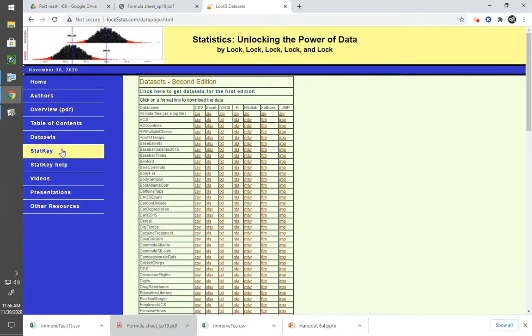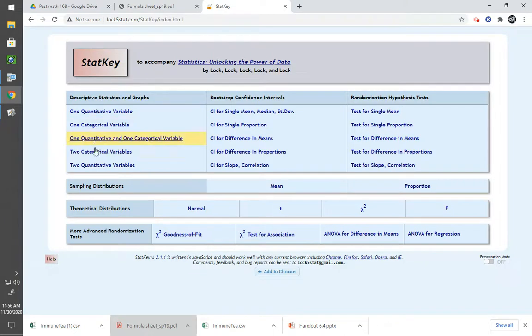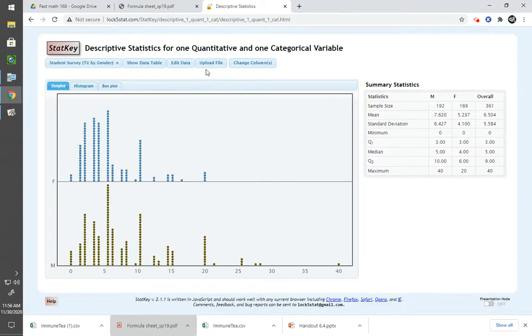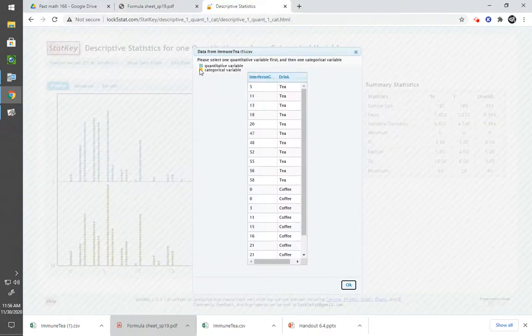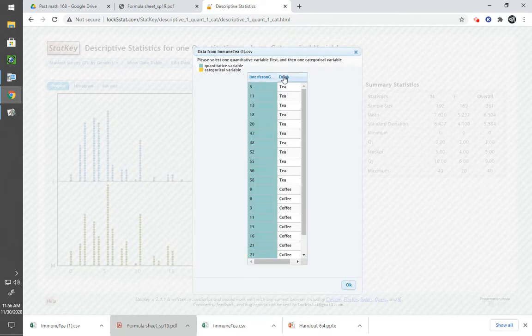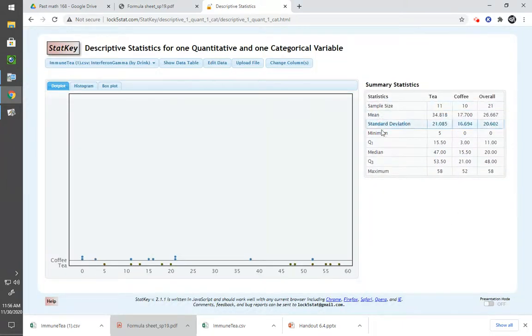Go back to StatKey. Go to one quantitative and one categorical right here, and we're using descriptive statistics. Click on descriptive statistics. Upload the file, choose immune T. You will have to tell it, first of all, quantitative. Which data set is quantitative? Well, that's the number set. Which one's categorical? It's the T. Tell it to open. Your data you're looking for is over here on the left side.